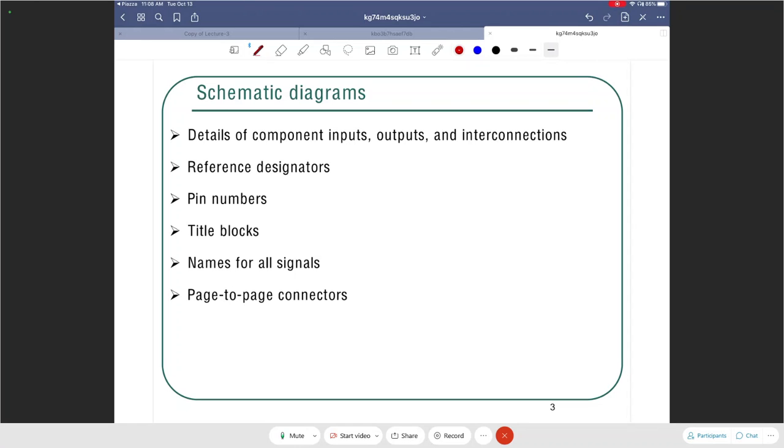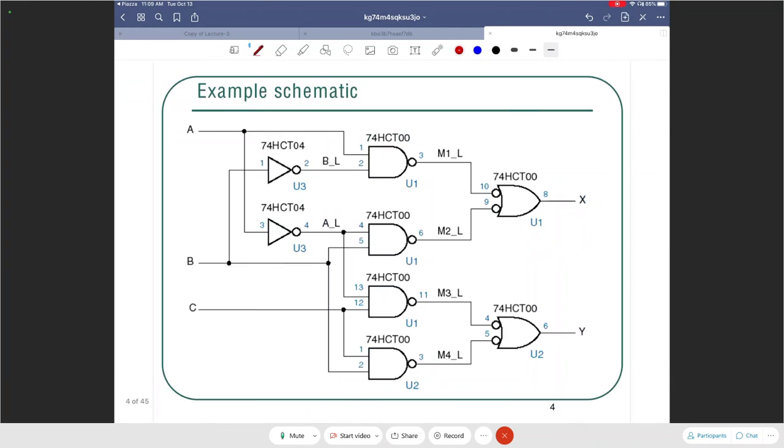So let us take a look at an example schematic diagram and try to identify where are the pin numbers, where are the reference designators, and so on. An example schematic is shown over here, and it has a bunch of NOT gates and NAND gates. I have 2 NOT gates over here and 1, 2, 3, 4, 5, 6 2-input NAND gates, right?